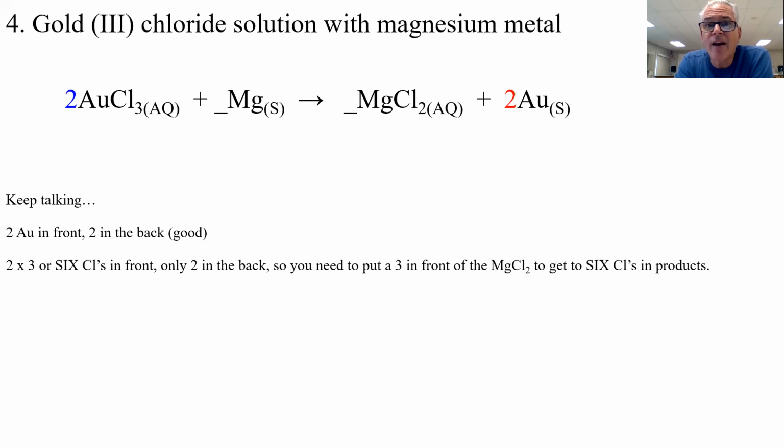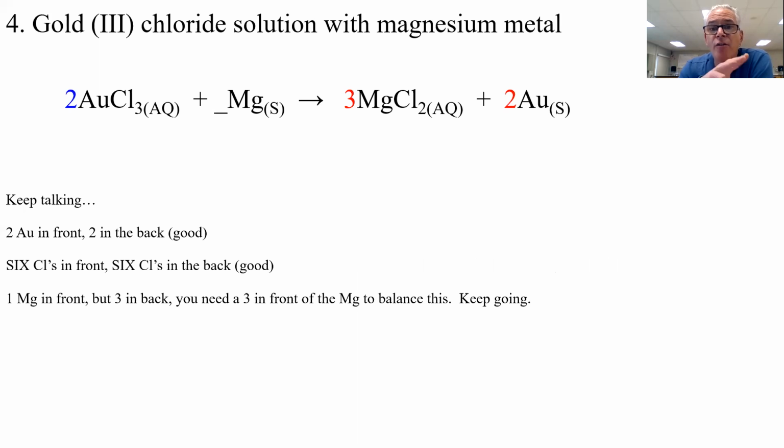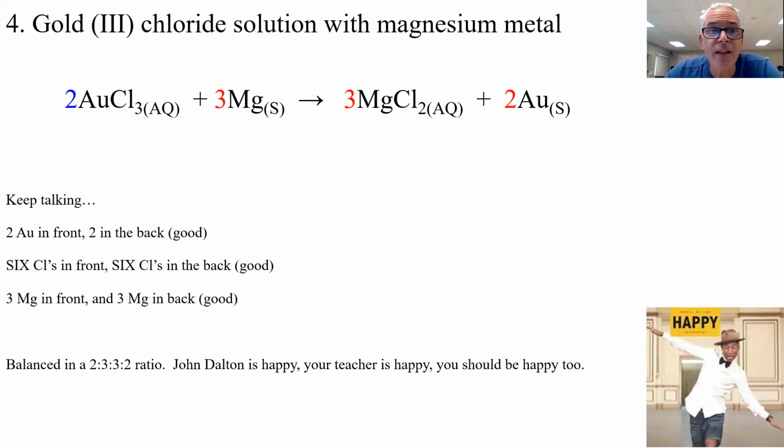I have to put a 3 in front of the magnesium chloride. 3 MgCl2s means 3 times double chlorine, or 6. So let's start over again. There are 2 golds in the front, 2 golds in the back. There are 6 chlorines in the front. There are 6 chlorines in the back. There's 1 magnesium in the front, but there are 3 in the product. How am I going to get 3 magnesiums in the front? I'm going to have to put a 3 in the front.